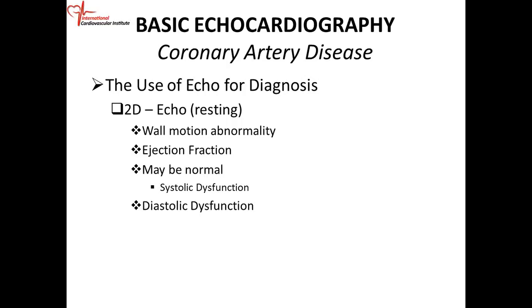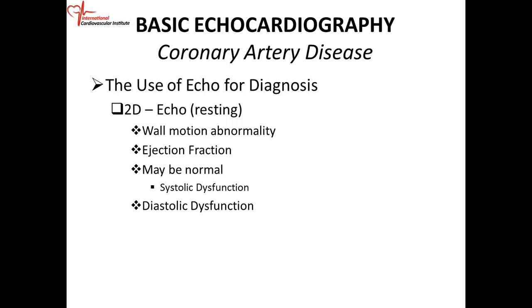So if you see a segment that is not moving very well, remember you have to use your motion score. We say a normal thickening, normal motion score of 1. If it's hypokinetic, score of 2. If it's akinetic, score of 3. And then if it's dyskinetic, score of 4.